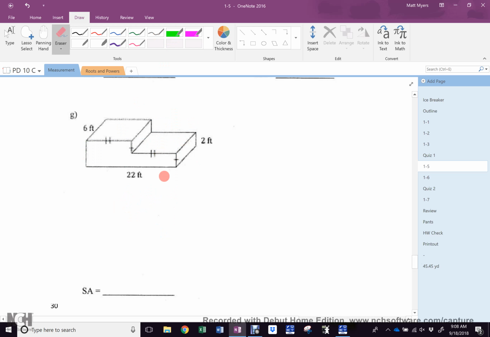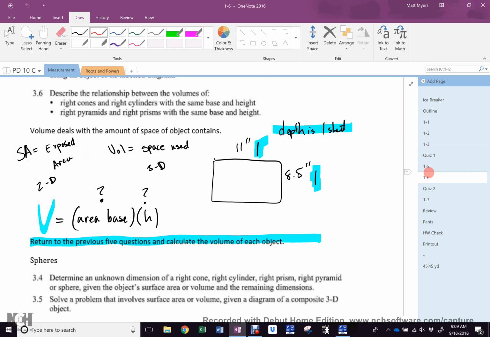Everybody cool? Excellent. Now, yes, of course, you could have split it this way and found this volume and that volume. Again, I don't care what you do. All right? Okay. Good. I'm happy with volume on prisms and pyramids. Let us move on. Now you will notice that this is 1.6.